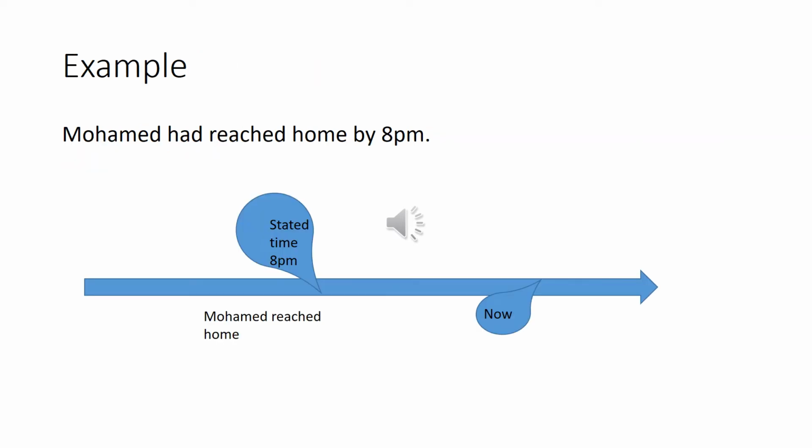You can understand this format or this usage by this sentence and graphical representation here. See, Muhammad had reached home by 8 o'clock. He reached home, that's a past action. And 8 o'clock, 8 p.m. yesterday, that is a time, a fixed time, or we can say a stated time. Okay, so that's in the past, and before that 8 o'clock the action has been finished.